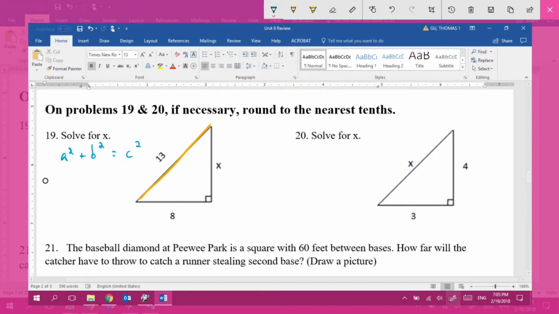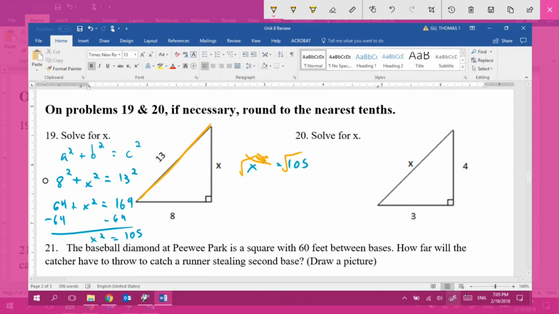So I'll just put 8 squared plus x squared equals c squared, which is 13 squared. Okay, simplify. 8 squared is 64. So we get 64 plus x squared equals 13 squared, which is 169. Then subtract 64 from both sides, and you're left with x squared equals 105. We don't want x squared, we want x, remember, so we're going to take the square root of both sides. That cancels out the squared, so we're just left with x equals the square root of 105.